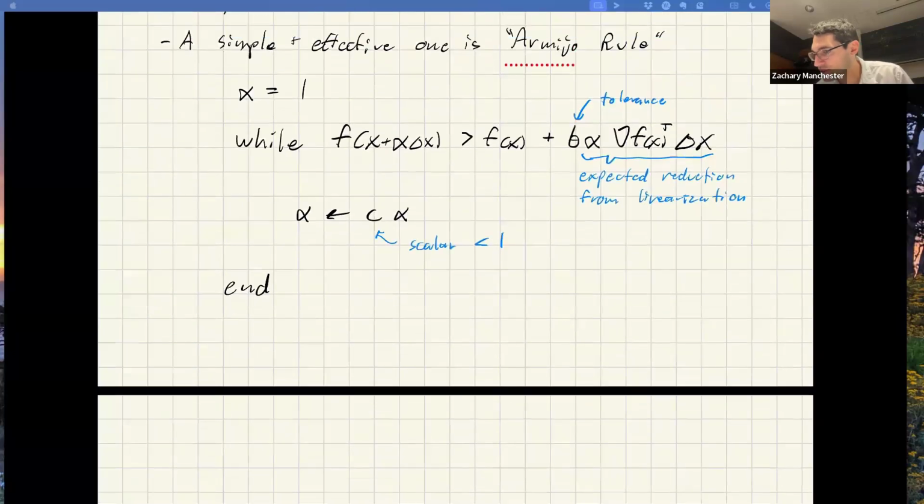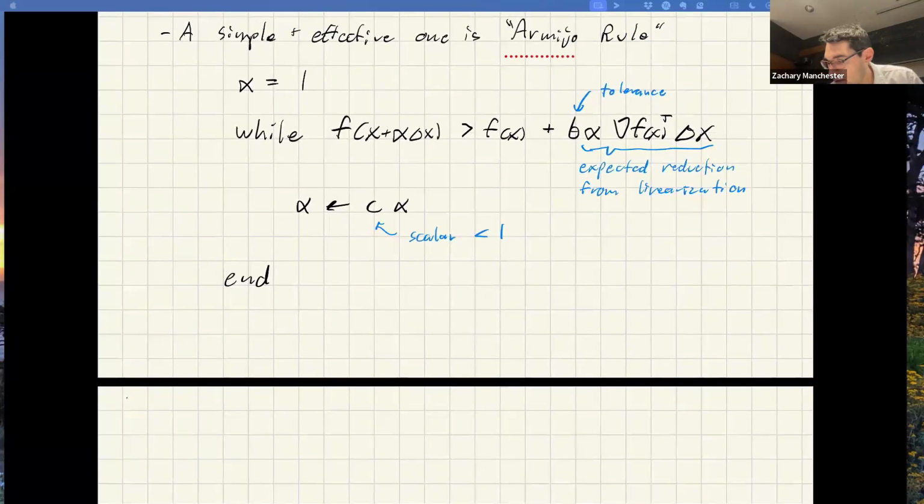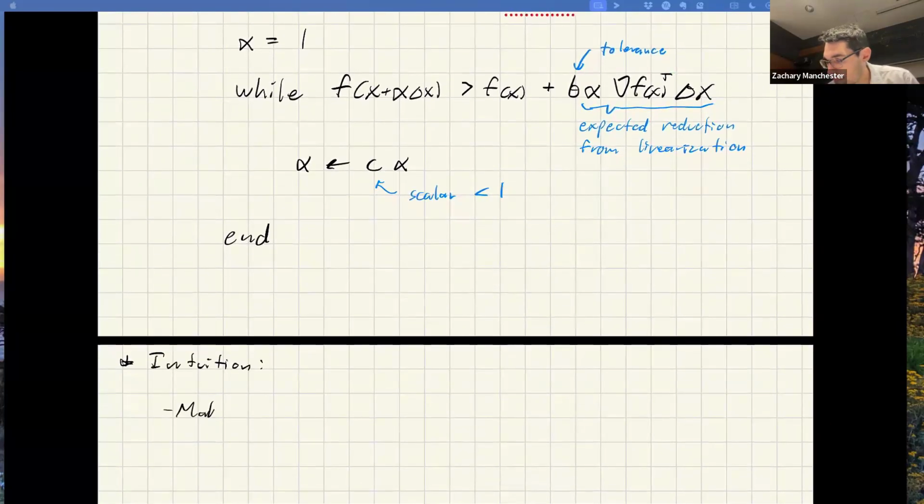Okay, so just to summarize the intuition here. We're going to make sure our Newton step agrees with the linearization of f to within some tolerance, which is the B.